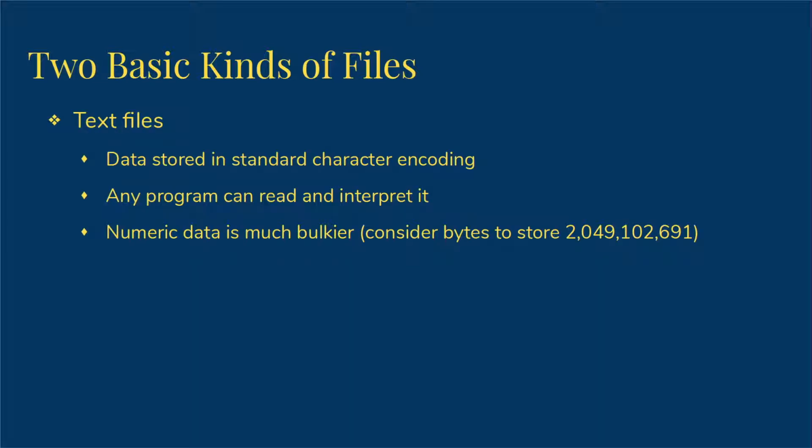There are a couple of different kinds of files that we use with computer programs. One of those is text files, where data is stored in a standard character encoding, like the one we use in our programs. These files can be read and interpreted by any program or human because the data is just text. Of course, we don't always want just any program to be able to read and understand our files, and numeric data becomes quite bulky.